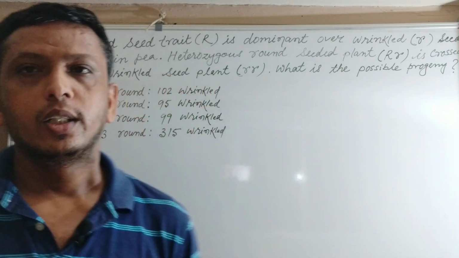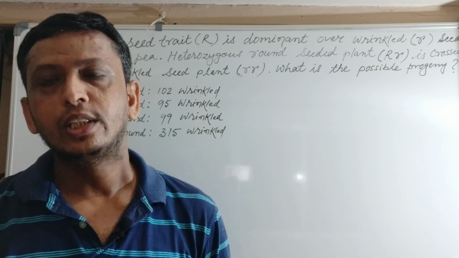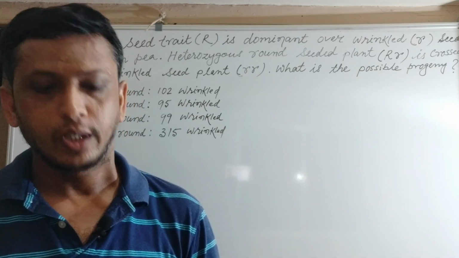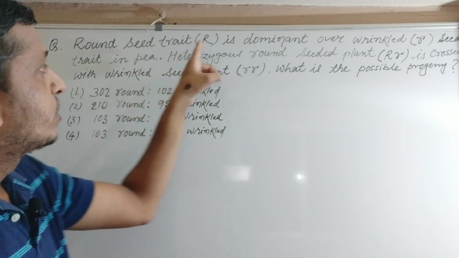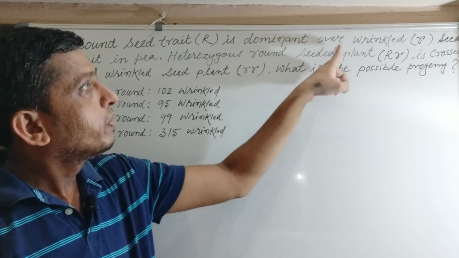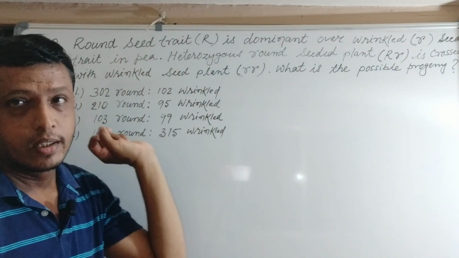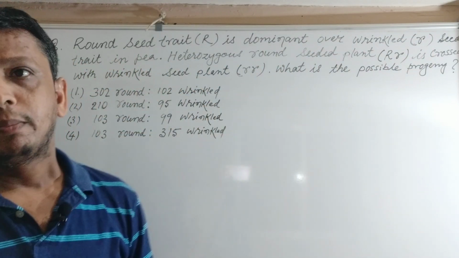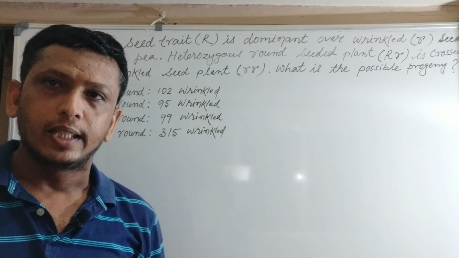Hello students, today we will deal with a NEET question from classical genetics. Now see what the question is. Round seed trait, capital R, is dominant over wrinkled, small r, seed trait in pea plant.